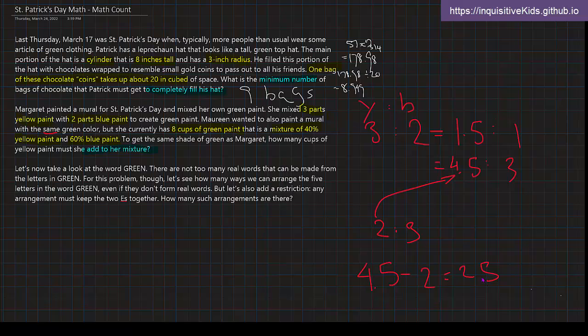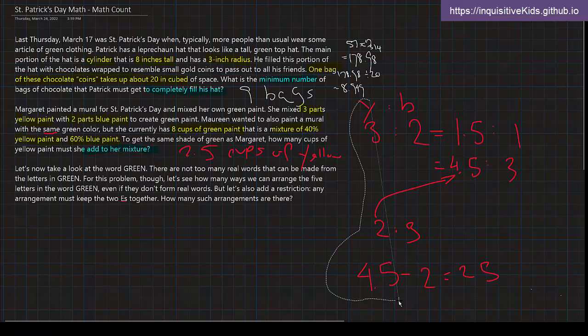So that means we need 2.5 more cups of yellow paint to add to her mixture in order to get the same shade of green as Margaret. So it's just a problem of equivalent ratios. So 2.5 cups of yellow. Okay. Now she will have the same ratio as Margaret.